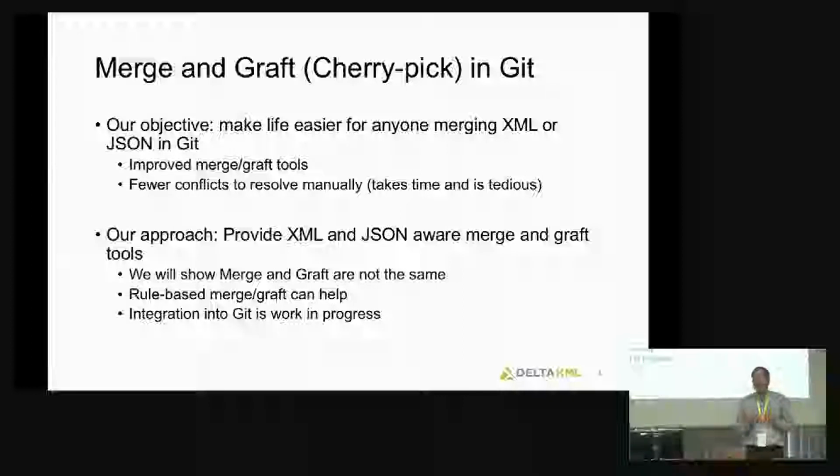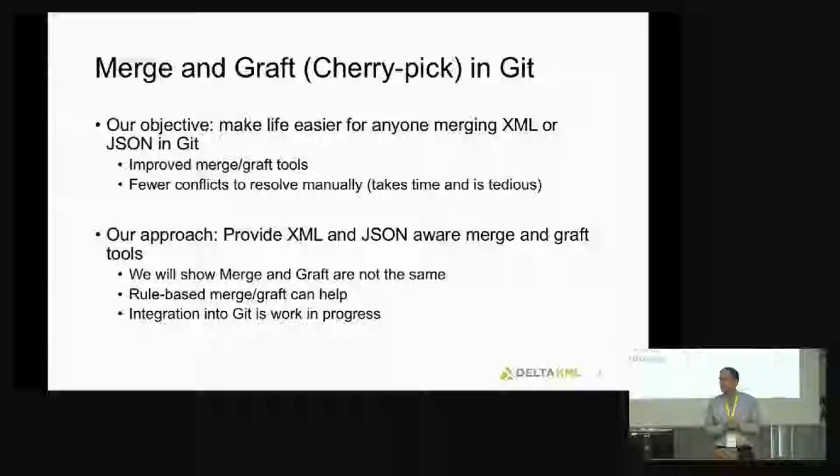So our intention is to make life easier for users of these systems: fewer conflicts, better merging, sorting things out, if we can, by rule-based processing. What we want to show today is that particularly we're focusing on merging and grafting, and I'll show you that those are slightly different ways of doing things, and at the moment they tend to be treated the same in the Git system. So there is scope for improvement there.